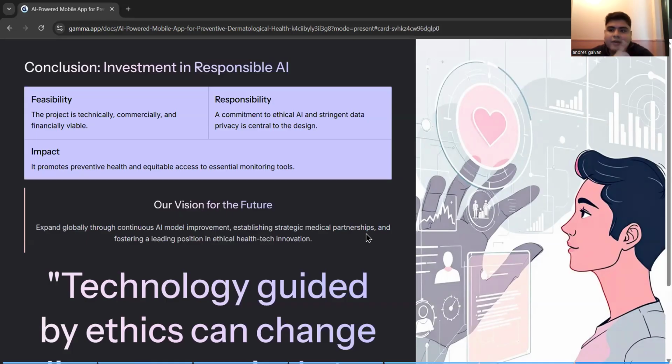You cannot create an AI without permission for the data that you are studying. So you try to be stringent with data privacy and centered on design. And also the impact that you promote: preventing health problems and providing equitable access to essential monitoring tools, so that everyone can be part of that. I mentioned our vision, which is for 10 years, with these technological goals.